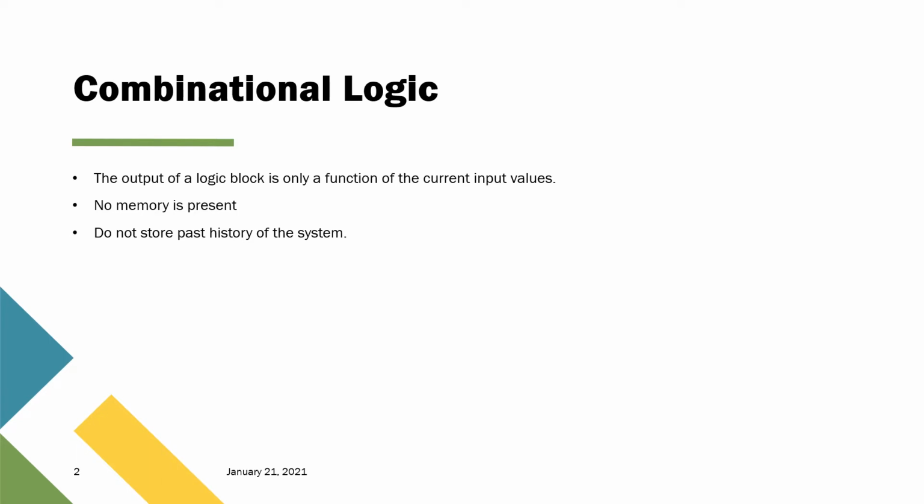Now let's see the definition of a combinational logic. The output of a combinational logic block is only a function of the current input values. The output does not depend on the past outputs or inputs. The combinational logic circuit has no memory present in it, so it cannot store any past history of the system.